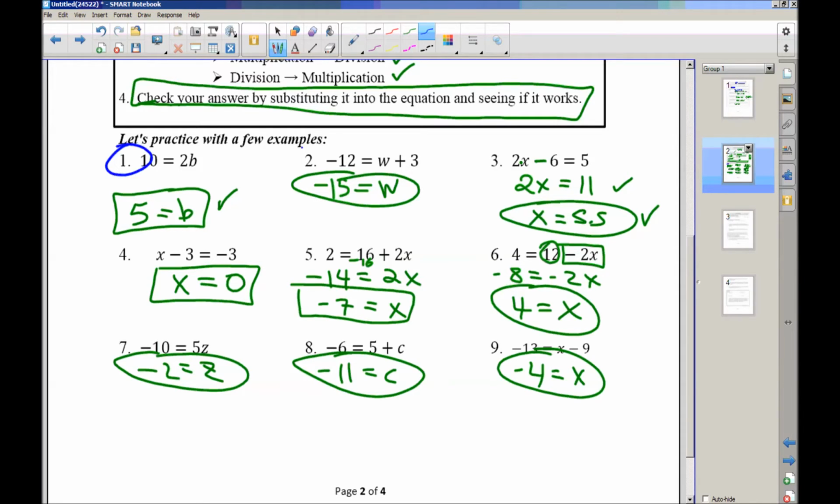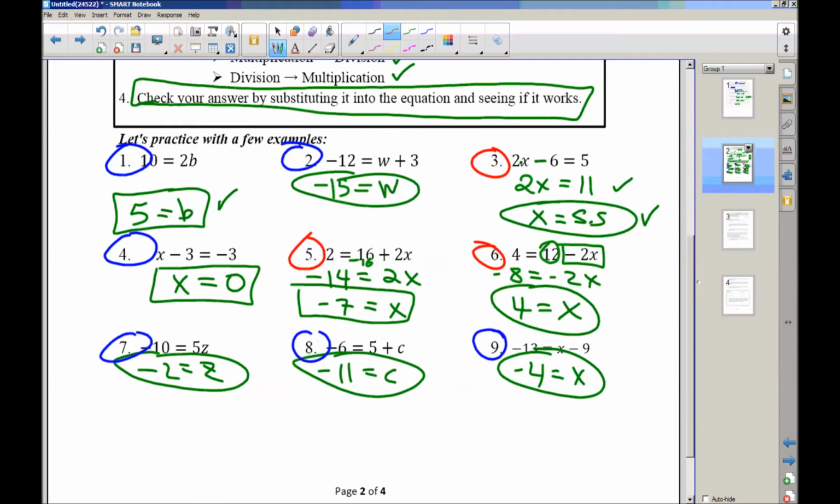Problem number 1, problem number 2, problem number 4, 7, 8, and 9 were all one-step equations, which means they only needed the answer for their line of work. And problems number 3, 5, and 6 were two-step equations. That means they needed two lines of work.